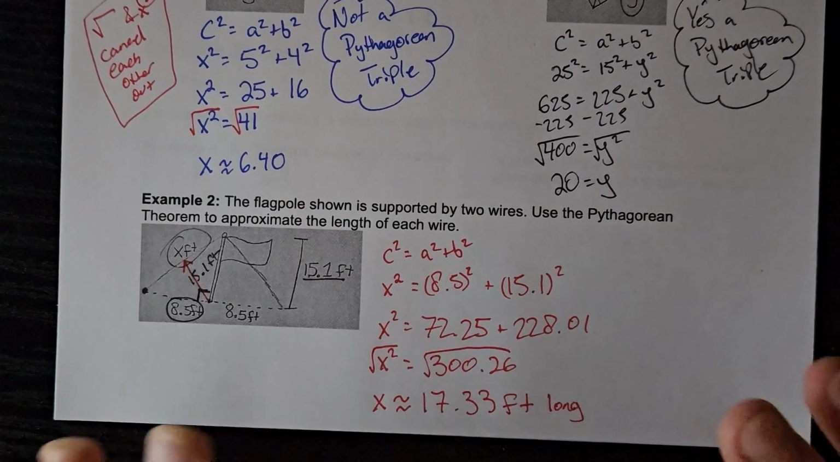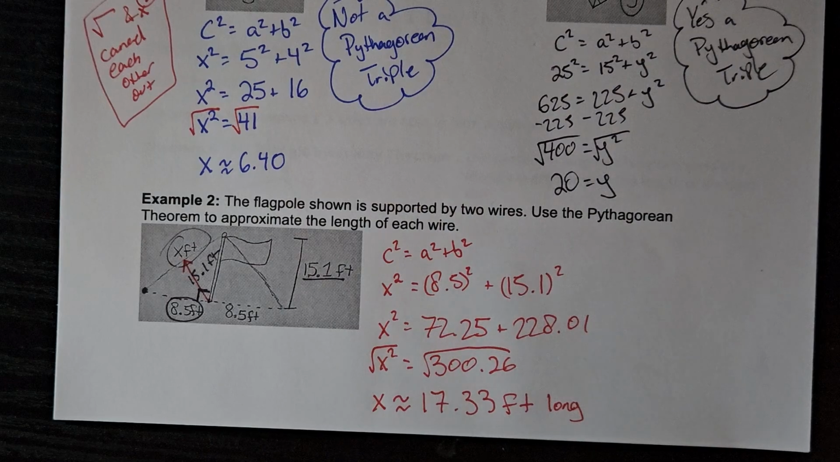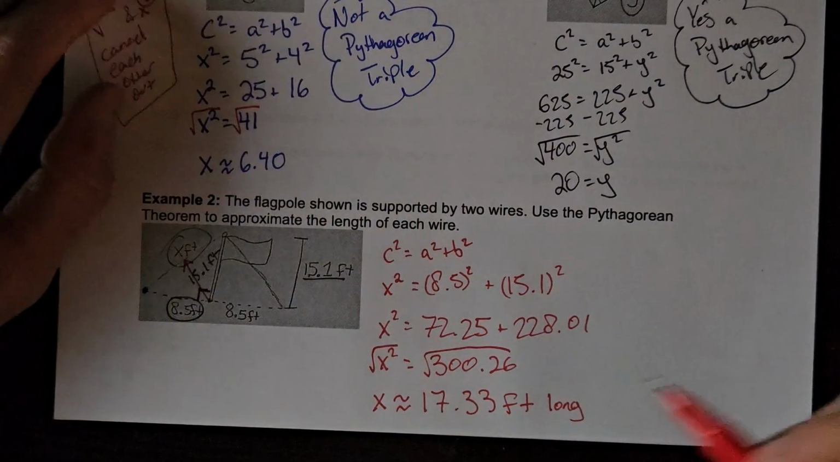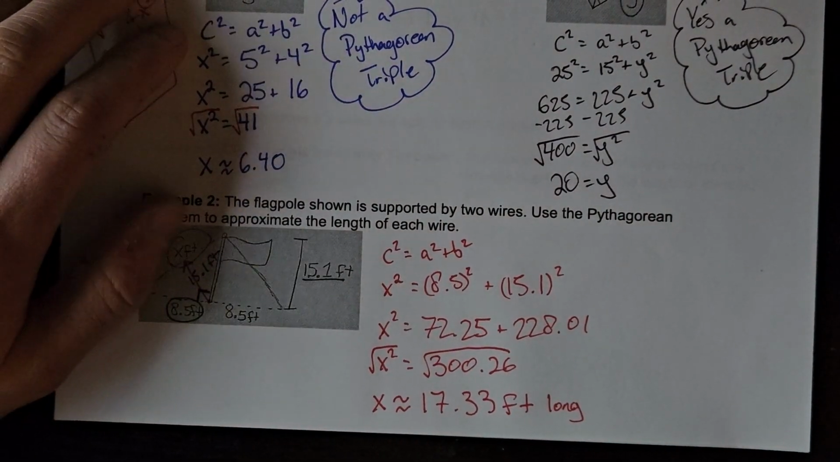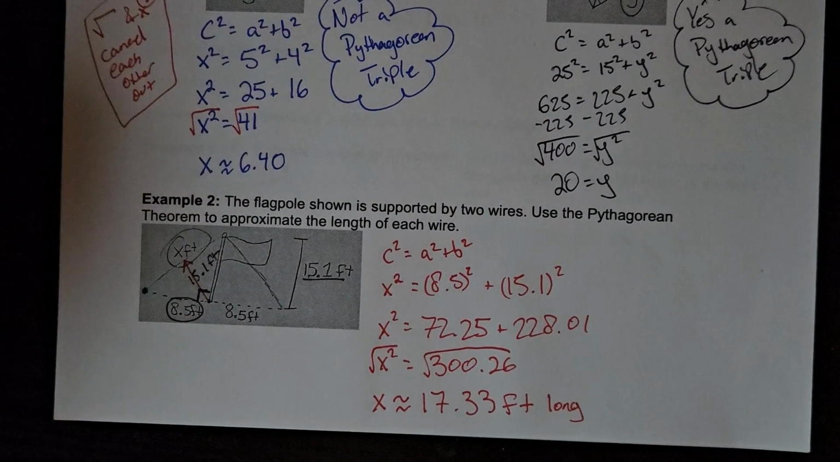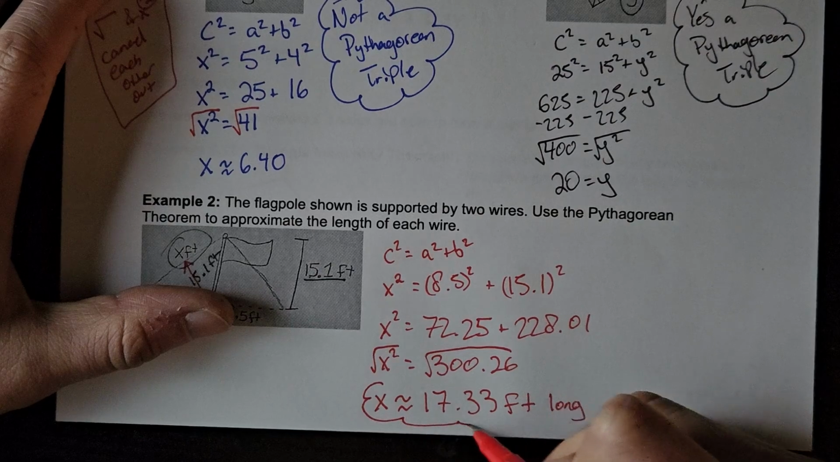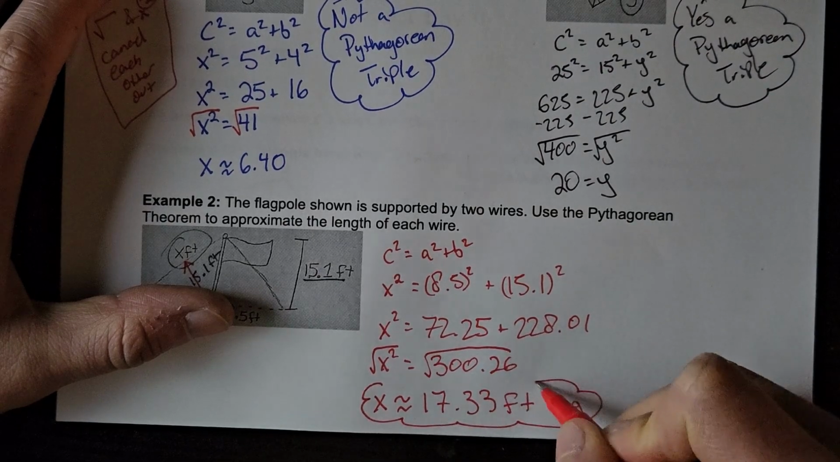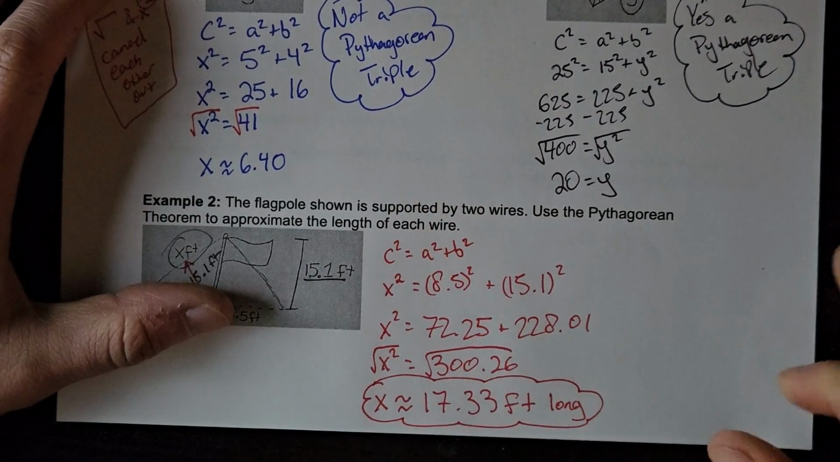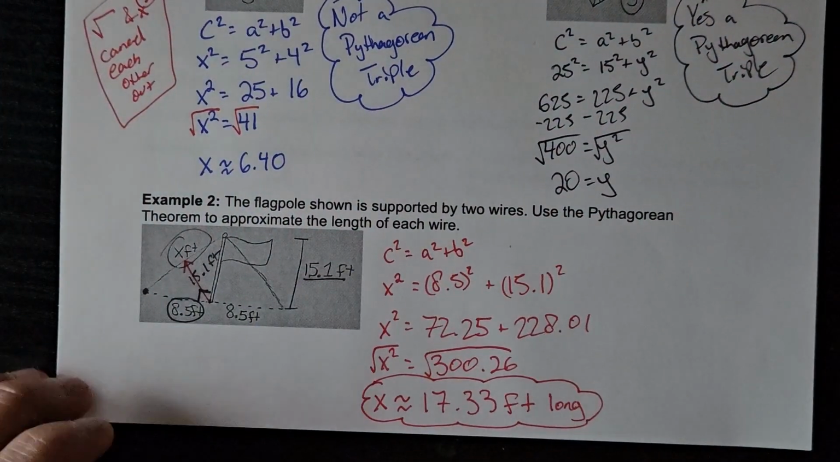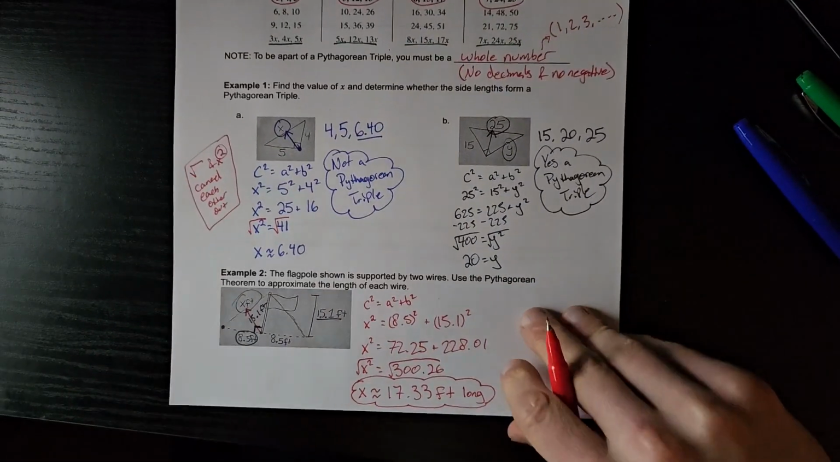Now, you might be wondering, oh, you have a decimal. What are you doing? Well, I'm not finding a Pythagorean triple. I'm trying to find out how big this wire is. I'm not finding out a triple, so it's okay if I have a decimal. I know in class we were a little confused on that concept, but it's okay. But that's not too bad. We've done a lot worse.